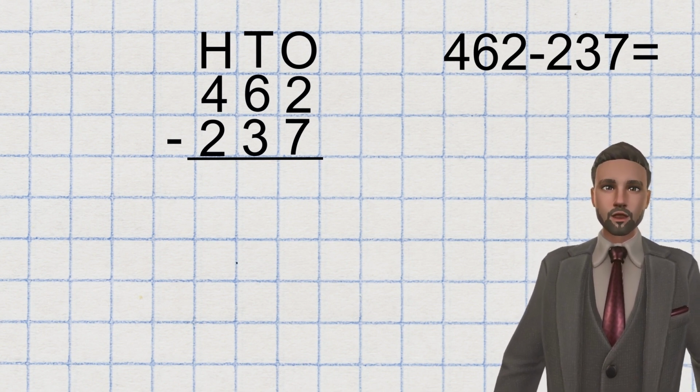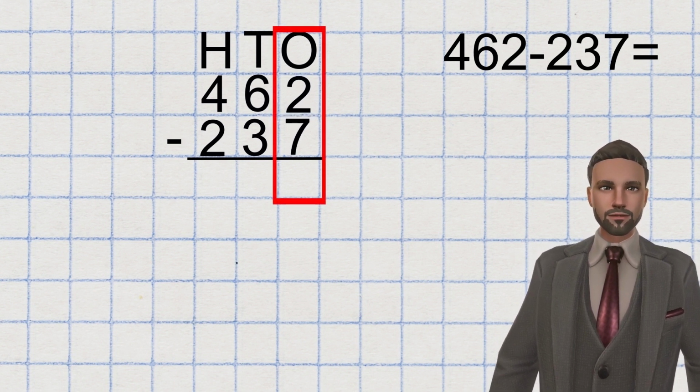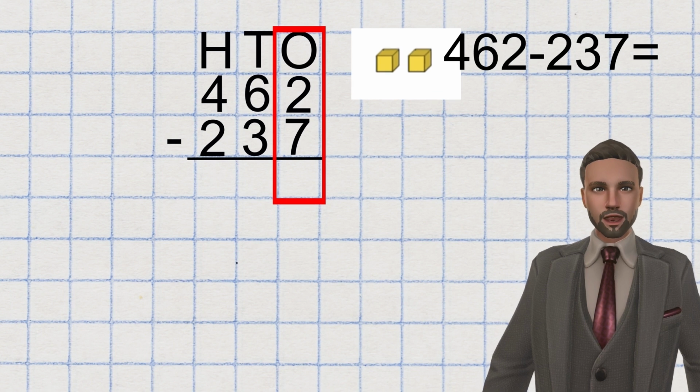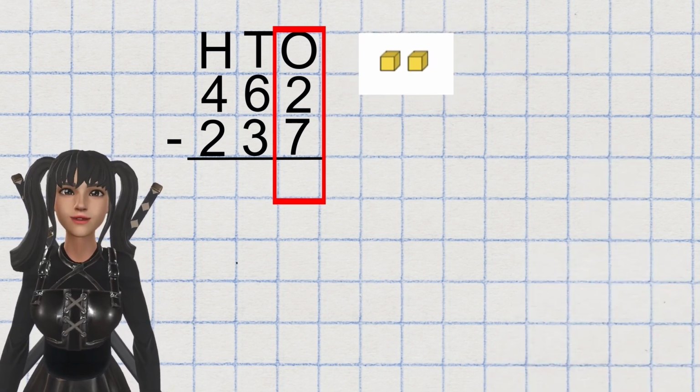Yeah, you're right. We go to the ones column. 2 subtract 7. But can I take 7 away from 2? No. Even if you wanted to give me 7 cubes, you only have 2.